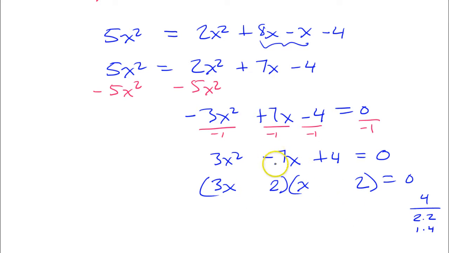Inner plus outer must equal middle. Inner, I have 2x. Outer, I have 6x. That's going to make 8, not 7, so the 2 and the 2 is no good.